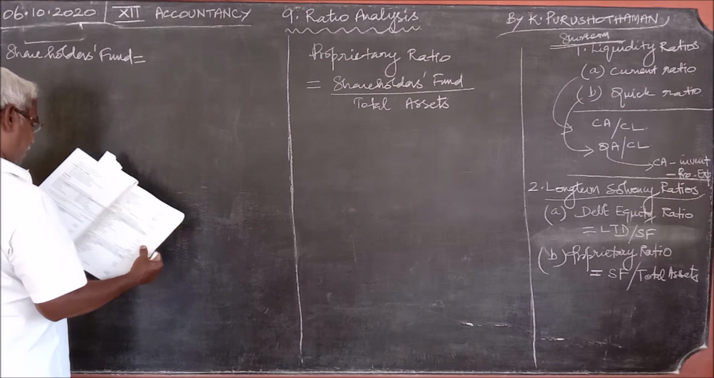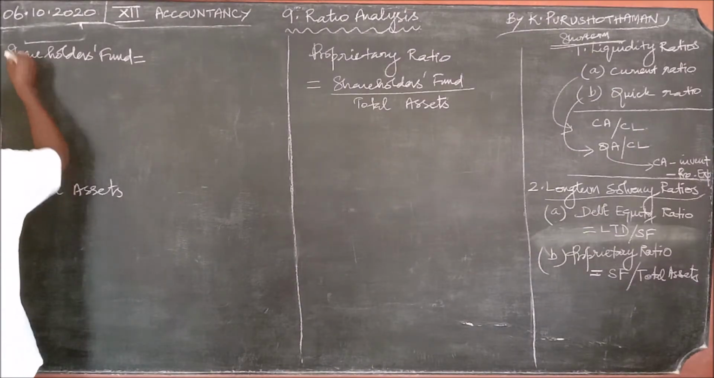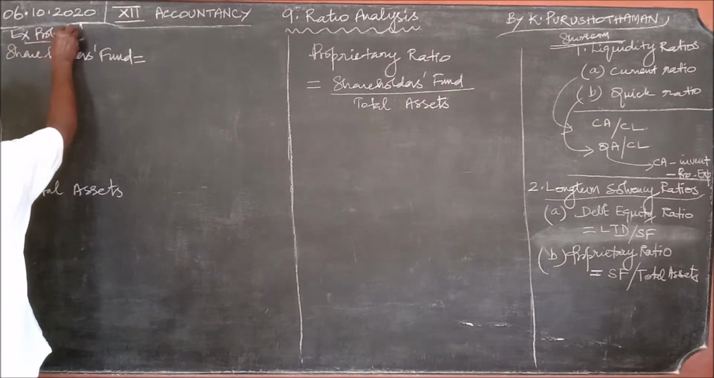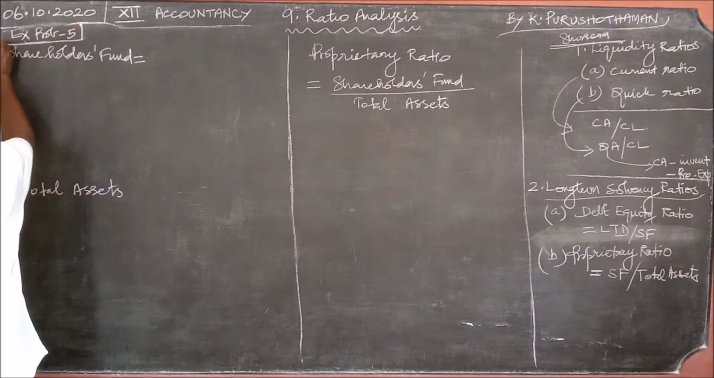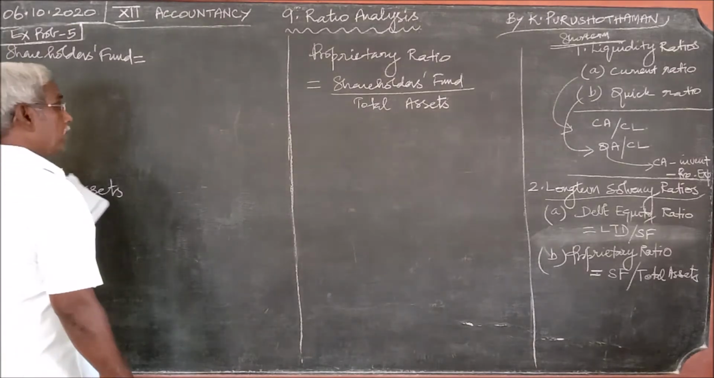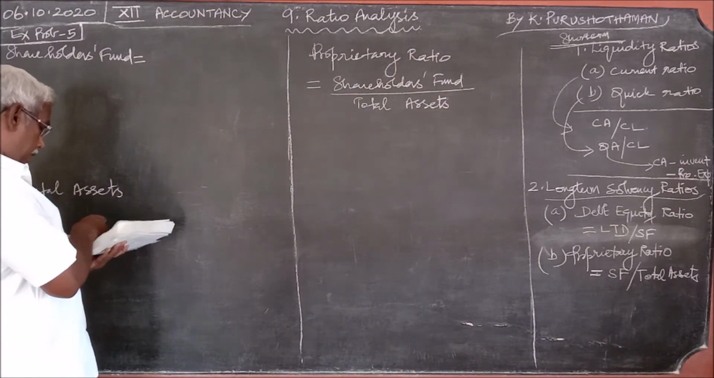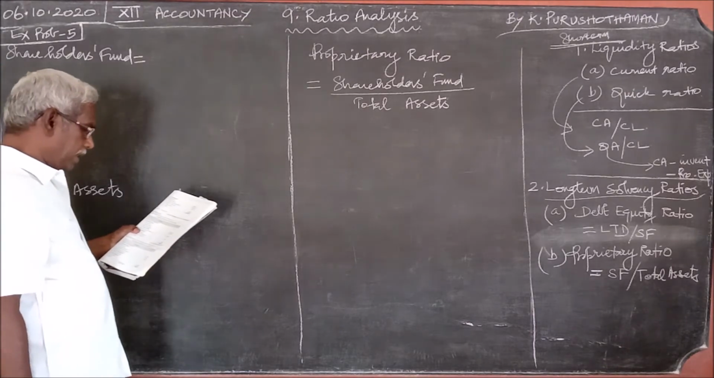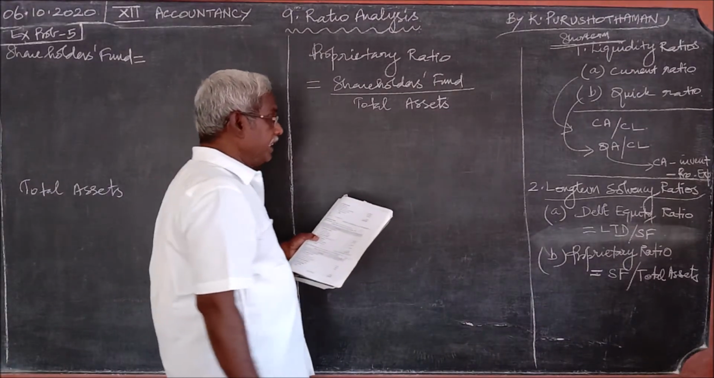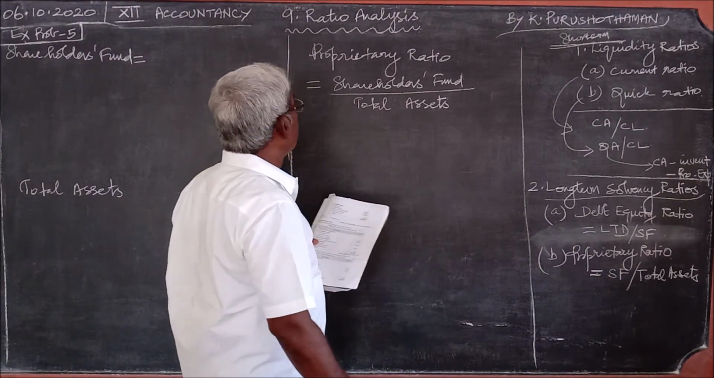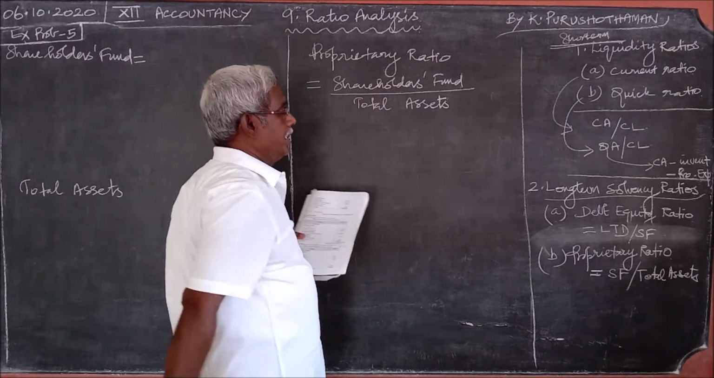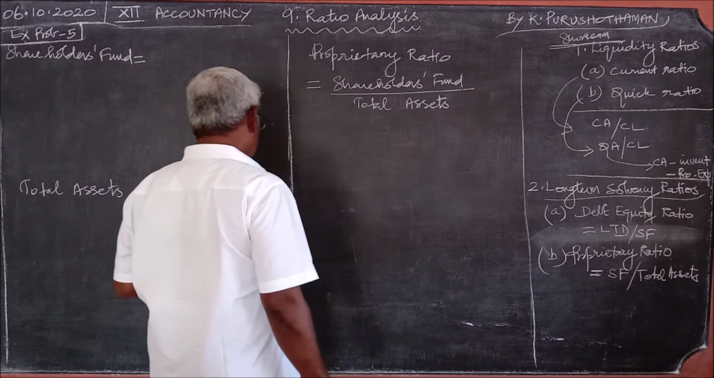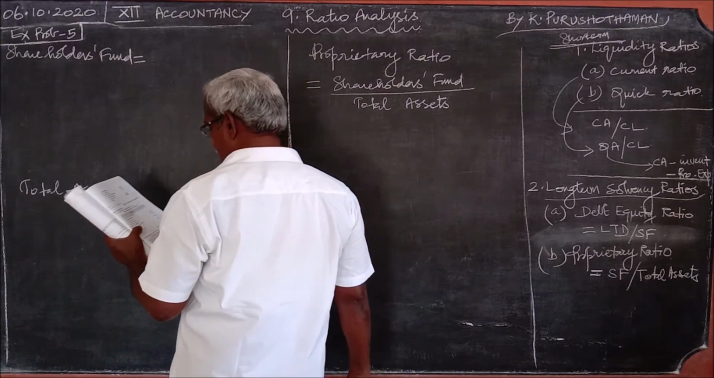In problem number 5 from the exercise, what we are supposed to find: from the following balance sheet of Sundaram Limited, calculate the proprietary ratio, the second type of ratio. What is proprietary ratio? As I said, shareholders fund by total assets. So we must find the shareholders fund.